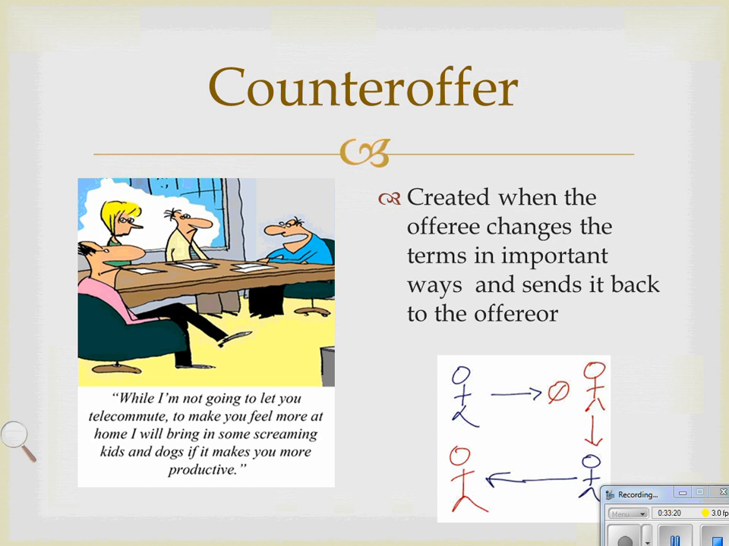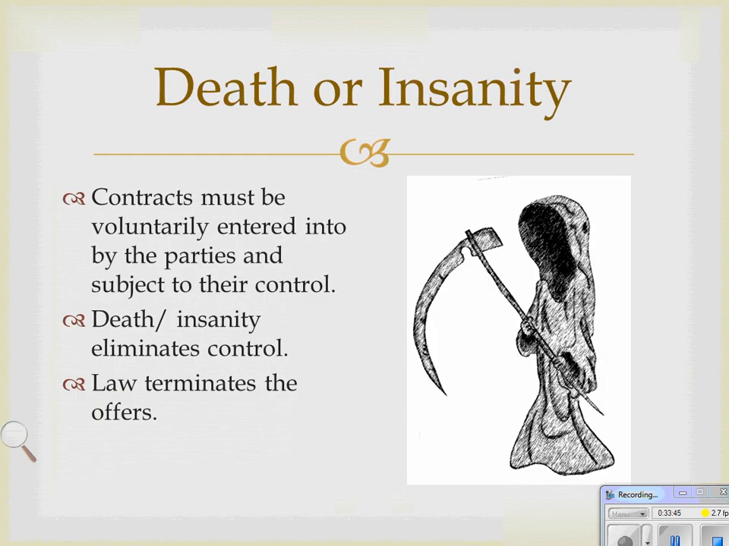Okay, this O with the slash through means the offer is not accepted. Then we drop down, but he's going to make a counteroffer. So he's now blue. He's now the offeror, and he's going to shoot it over to this guy who's now the offeree, and then we can decide whether or not he's going to accept it. That is counteroffer. That is the third way that an offer can come to an end.